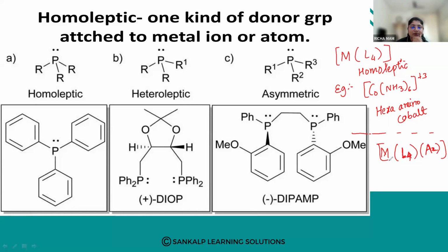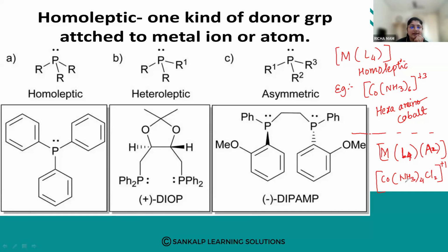So what is heteroleptic? Write down the definition. A complex in which the metal ion is bound to more than one kind of donor groups is called heteroleptic. Let me give you an example: cobalt NH3 4 Cl2 plus 1. This is an example of heteroleptic. Is it clear what is homoleptic and what is heteroleptic?